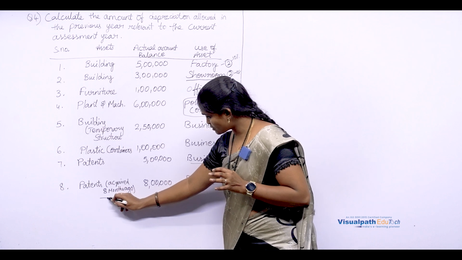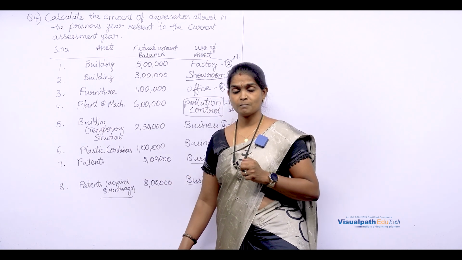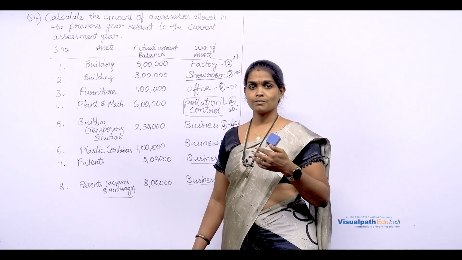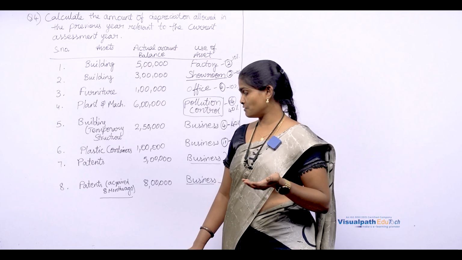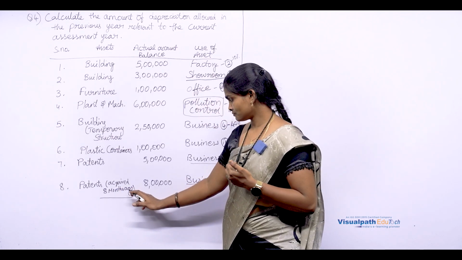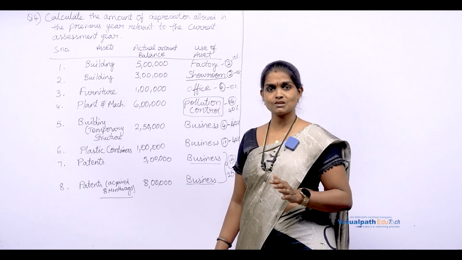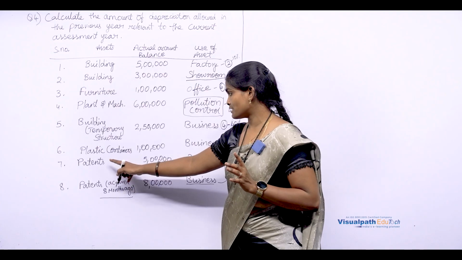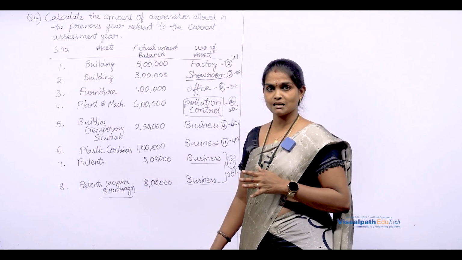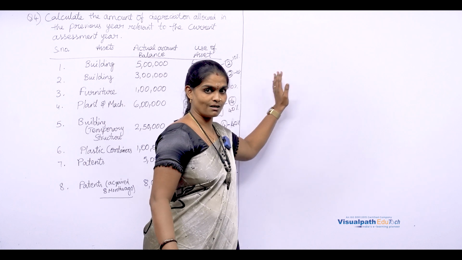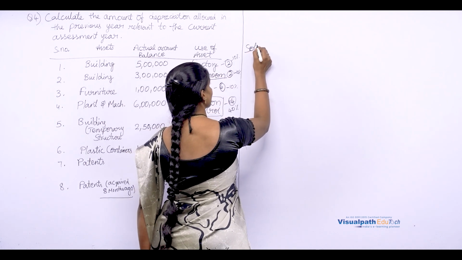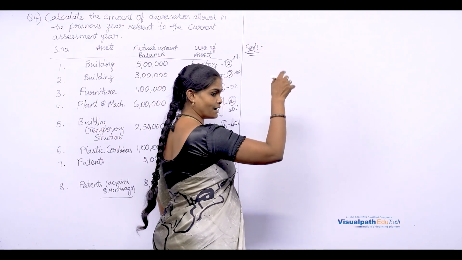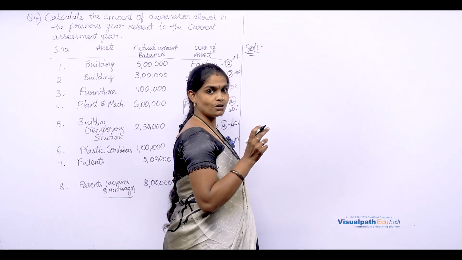Here, something else is also mentioned: acquired 8 months ago. Any asset which is used for more than 180 days in the previous year, acquired 8 months ago, then full year depreciation has to be allowed. Clear? So 25% depreciation will be allowed for these patents, because it is an intangible asset. Now coming to the solution part. Now we will do this. Calculate the depreciation as per the percentages we have discussed, then finally add up all the depreciation values and you will get the total depreciation.